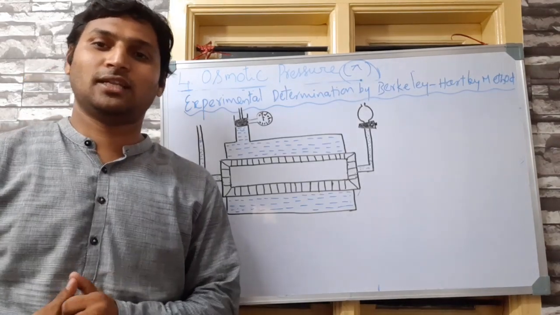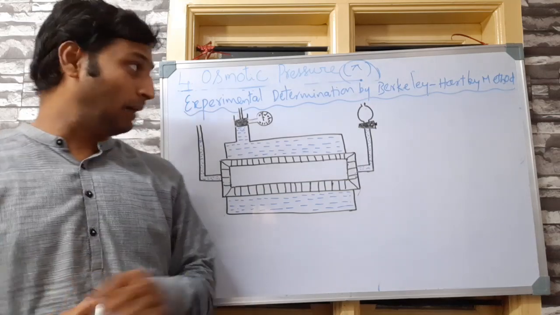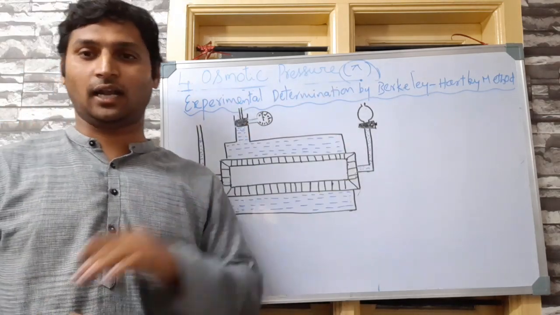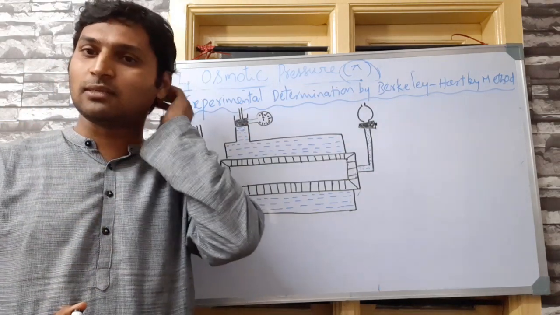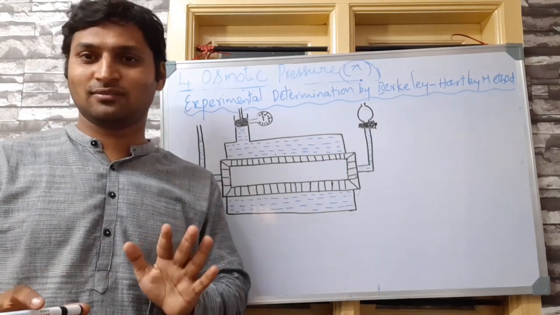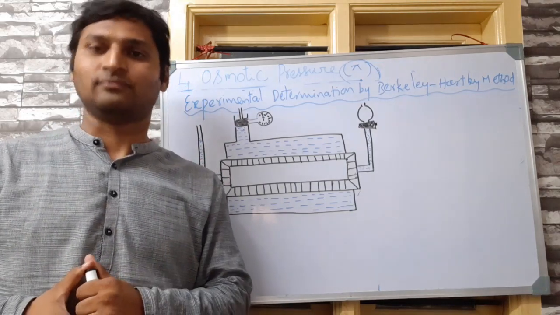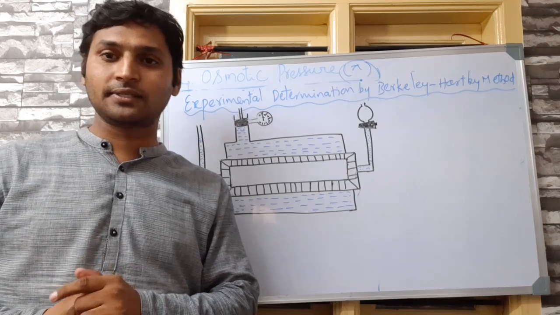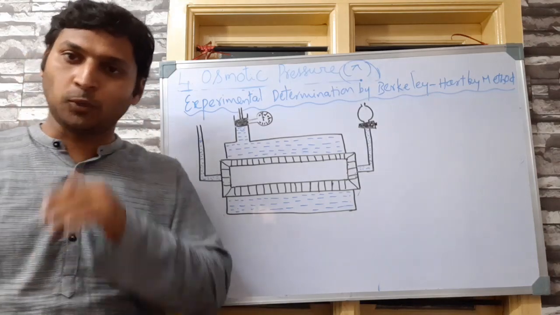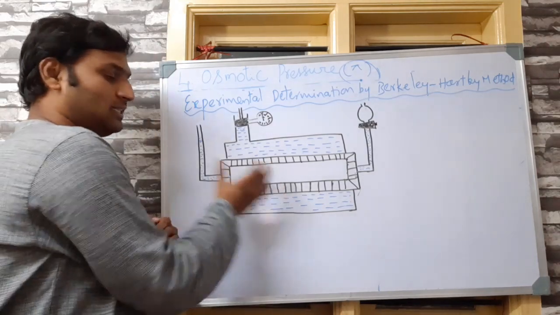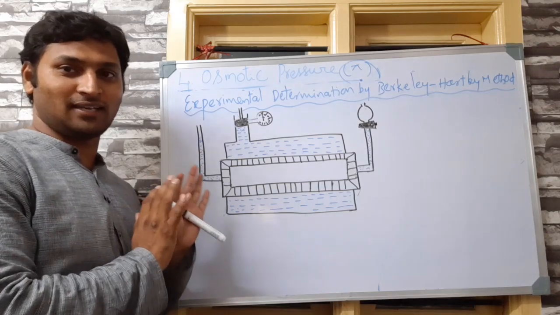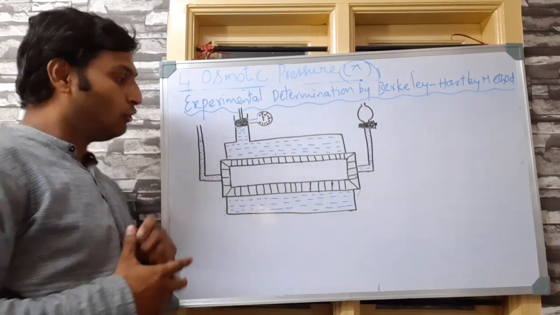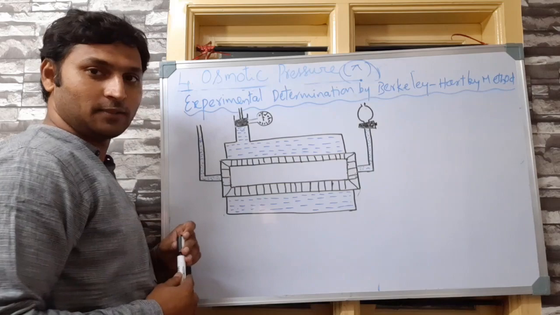The osmotic pressure is determined experimentally by a method called the Berkeley-Hartley method. There is more than one method, but this is the most popular one, and of course it is in our syllabus. That too, for entrance exams, it is generally asked. However, now focus on this central part once. Hope I have drawn the diagram fairly well.